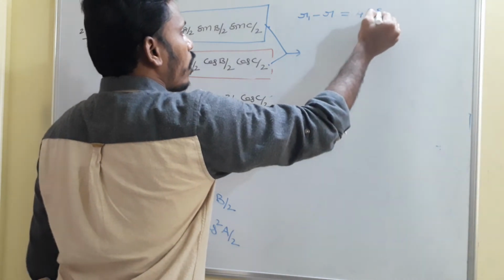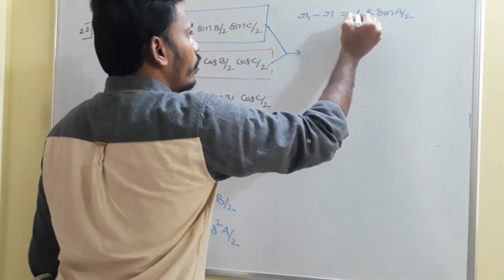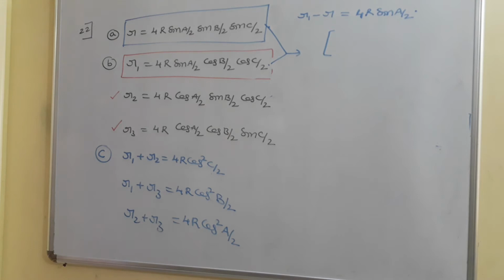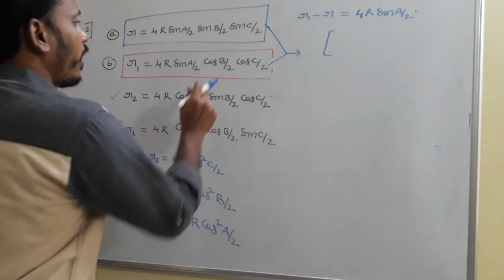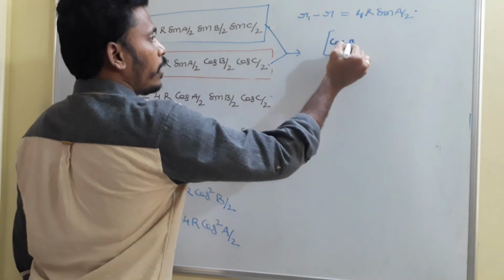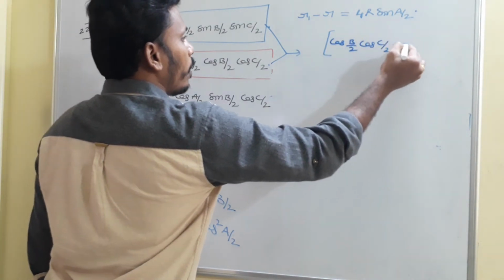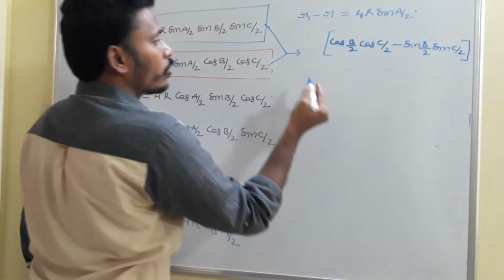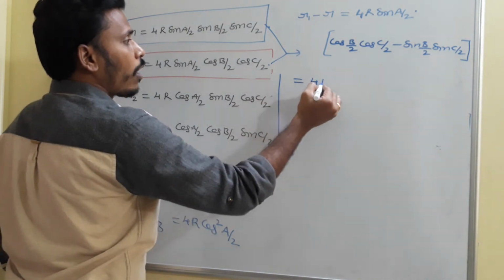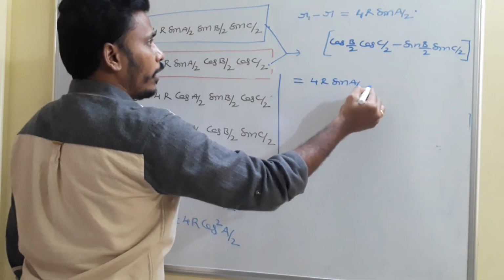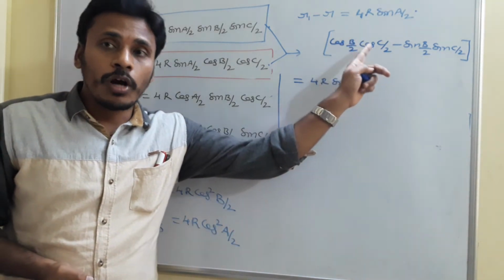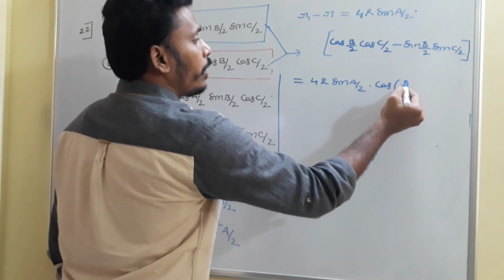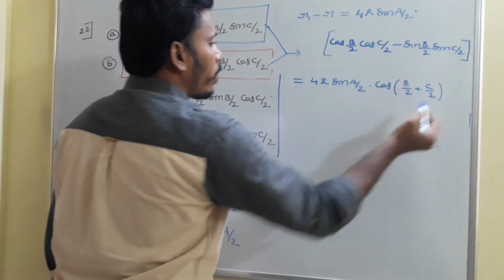So you will get 4r sin a by 2 as the number outside of the bracket, into, in the bracket, the remaining. What is this? Cos b by 2 cos c by 2 minus sin b by 2 sin c by 2. So this is equal to 4r sin a by 2 into, just look there, cos b by 2 cos c by 2 minus sin b by 2 sin c by 2, which is simply cos of b by 2 plus c by 2, the cos of alpha plus beta formula.